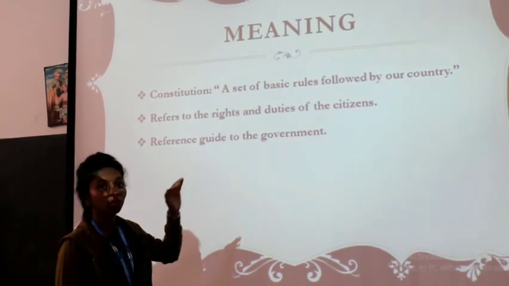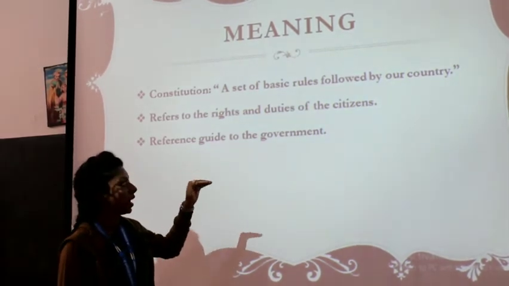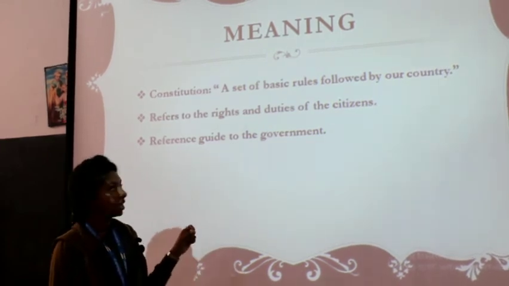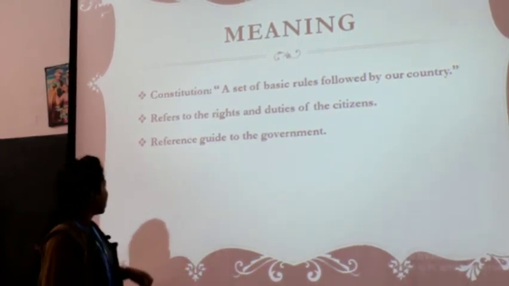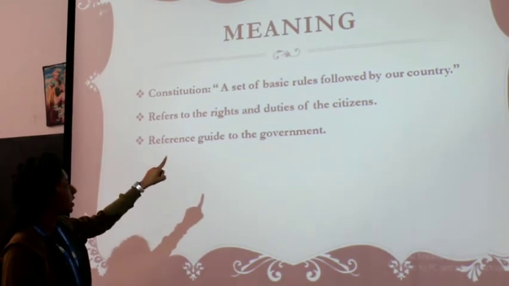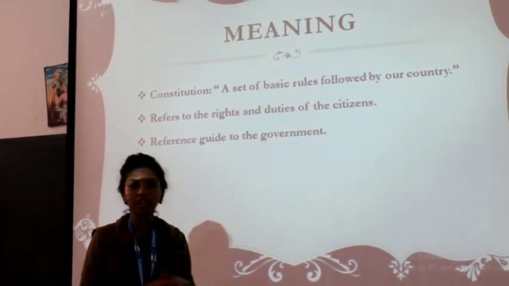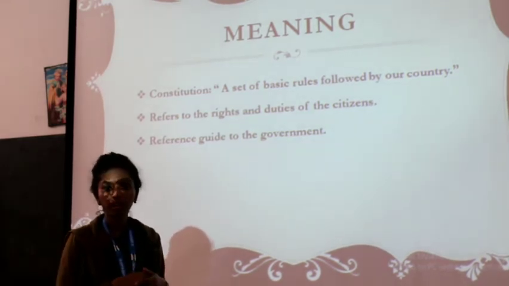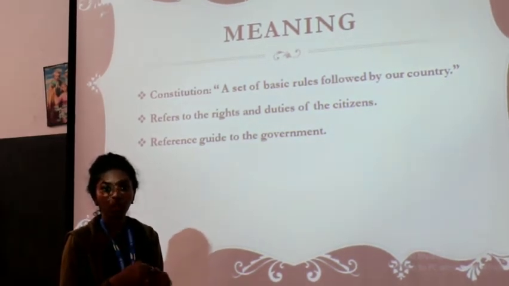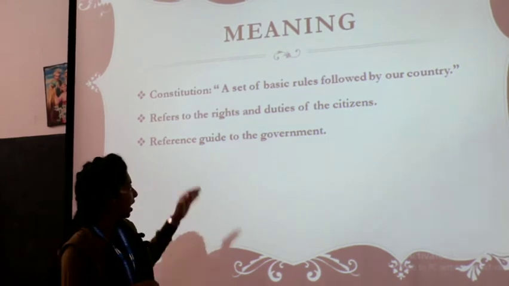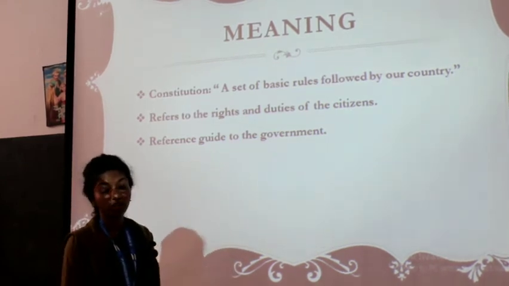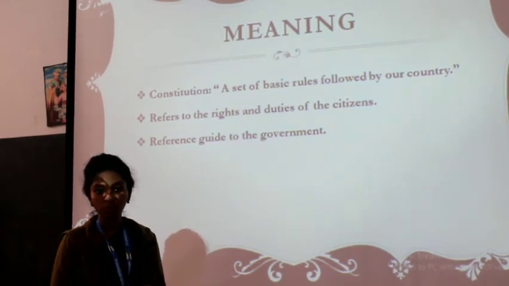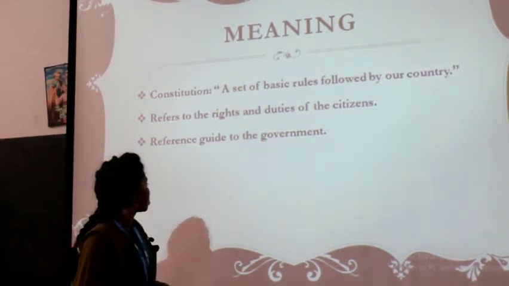It's a set of basic rules. Basic rules are nothing but common rules that are followed by a country. Every individual, every person in our country should follow the basic rules. The other thing is it refers to the rights and duties of the citizen. What are the rights of an individual? What does a citizen need to do? He has his own rights. He has his freedom of speech, freedom of liberty. And the duties of the citizen as an individual, what is his duty? What is he supposed to do?